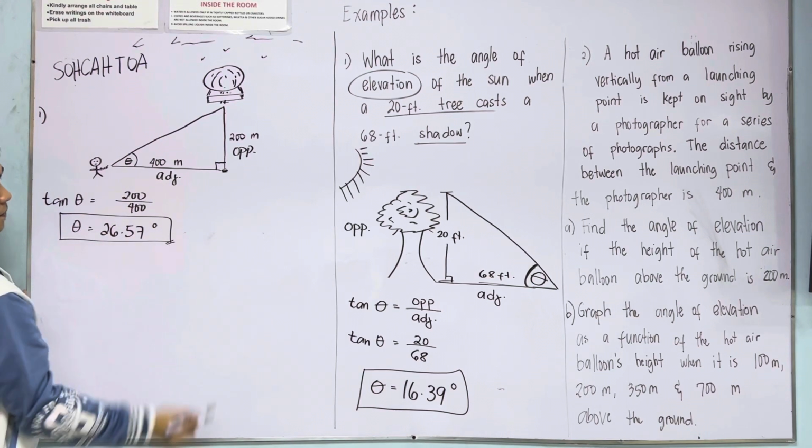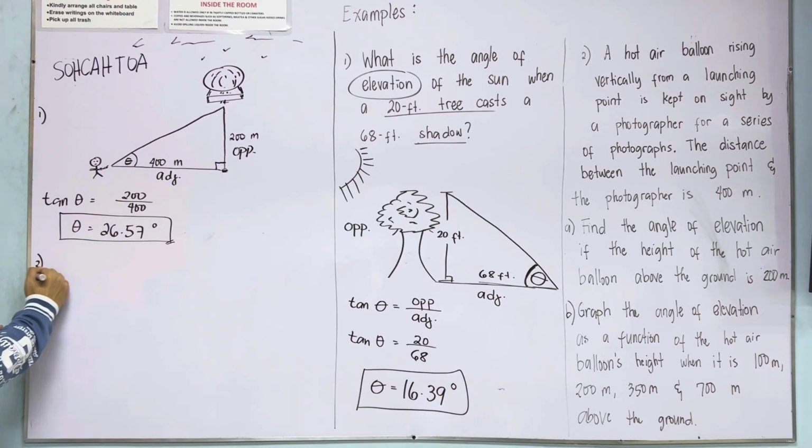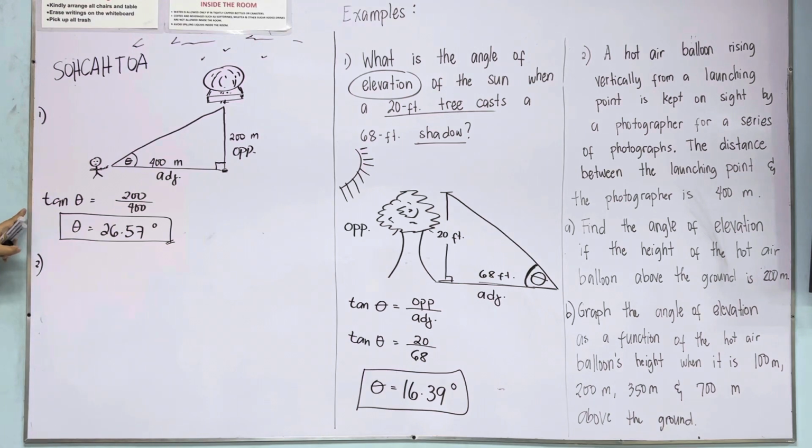Yun. O, madali lang pag sa angle of elevation. Just press the shift function. For letter B, graph the angle of elevation as a function of the hot air balloon's height when it is 100 meters, 200 meters, 350 meters, and 700 meters above the ground.